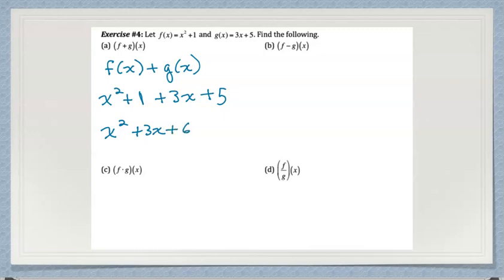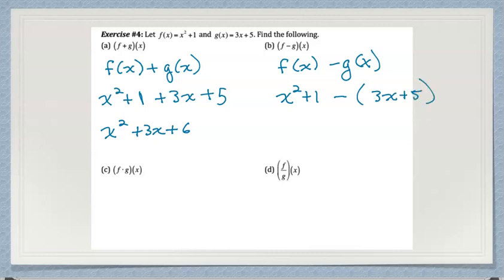Okay, so that's all we're doing, except now for part B, we're subtracting. Subtracting causes a little bit of anxiety because there's some sign switching issues. So let's just be careful that we are subtracting properly. All right, what is happening here? So f of x is still x squared plus 1. I'm subtracting the entire g of x function, which is 3x plus 5. What that means is I am subtracting 3x and I am subtracting the 5.